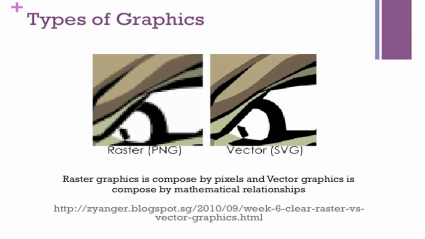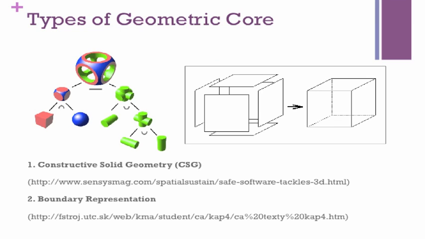So raster graphics are mainly composed of pixels, as you can see from the picture. And vector graphics are composed of mathematical relationships. I think either one is alright, but the difference is that in the vector case, the image appears very smooth no matter how much you zoom in and out, but both of them are equally fine to me.